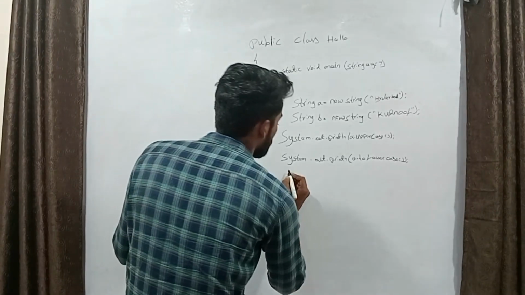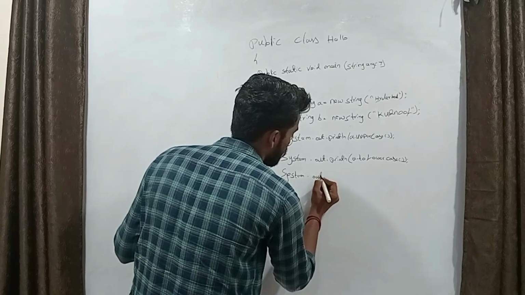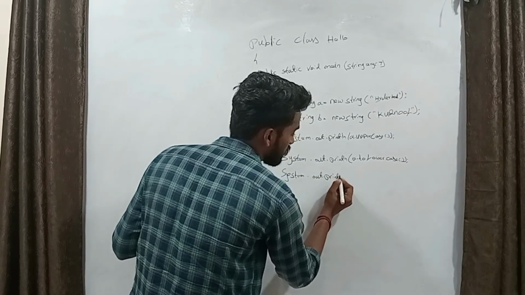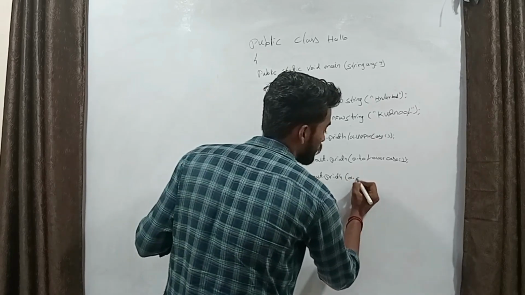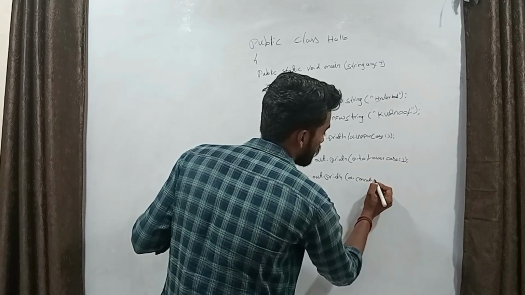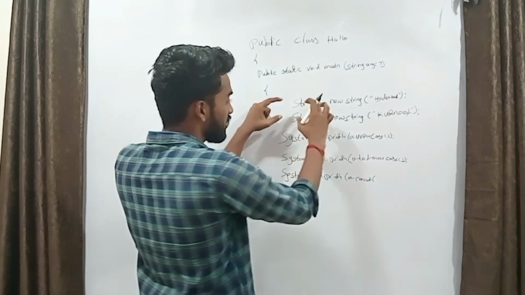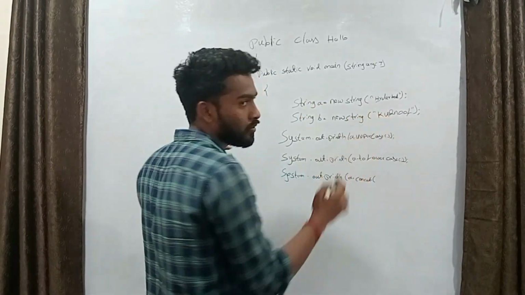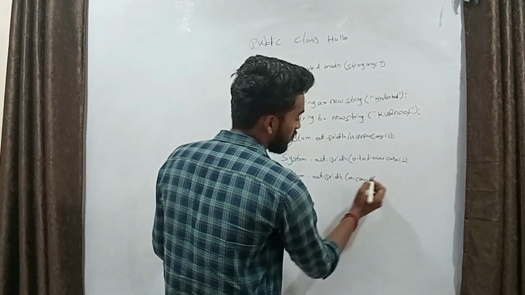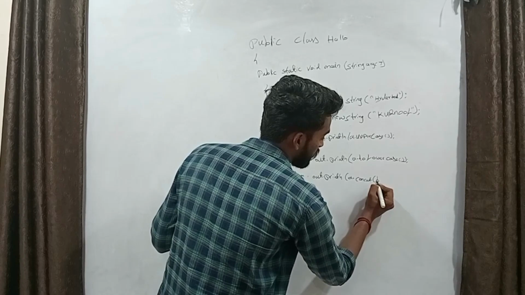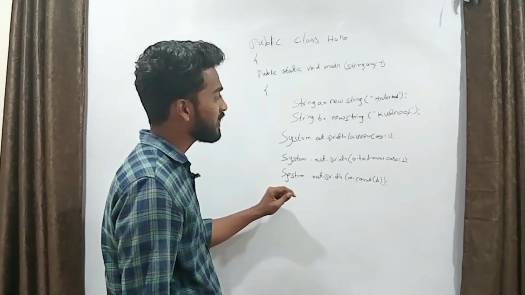Now concat. System dot out dot println, A dot concat. Here concat means we are merging two strings, Hyderabad and Kurnool. The output will be Hyderabad and Kurnool. A dot concat B. This is concat for strings.